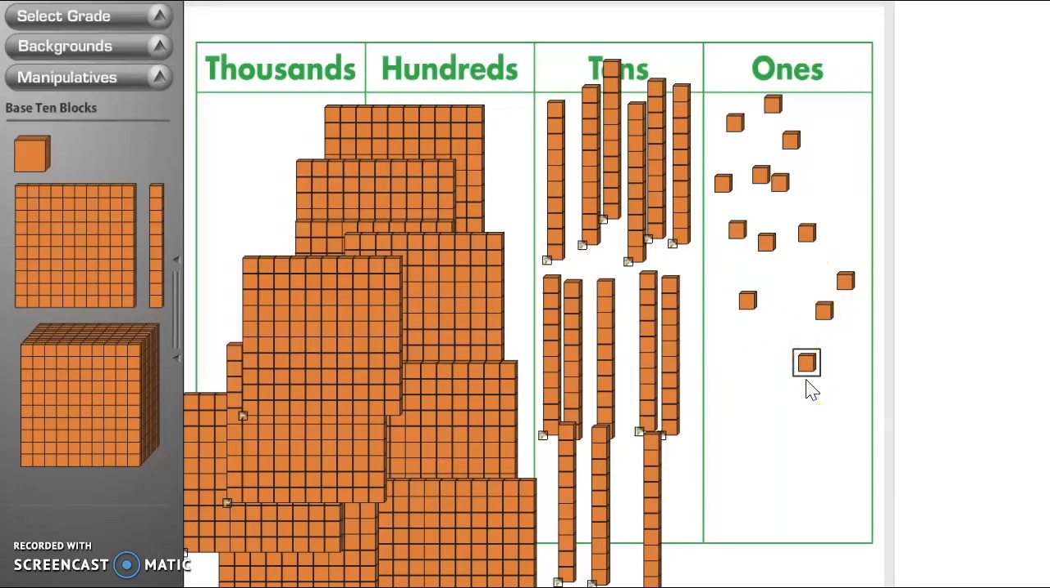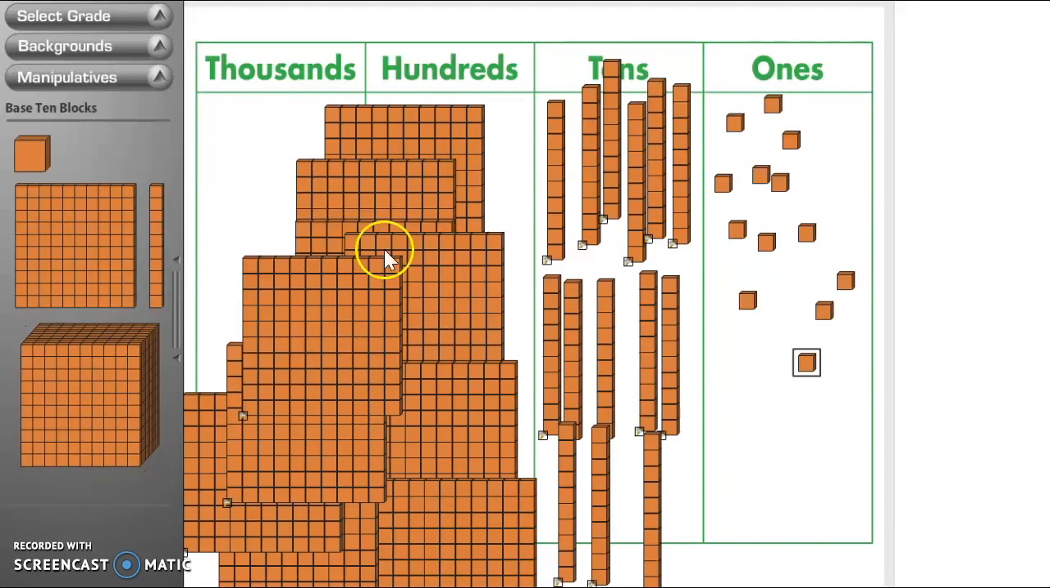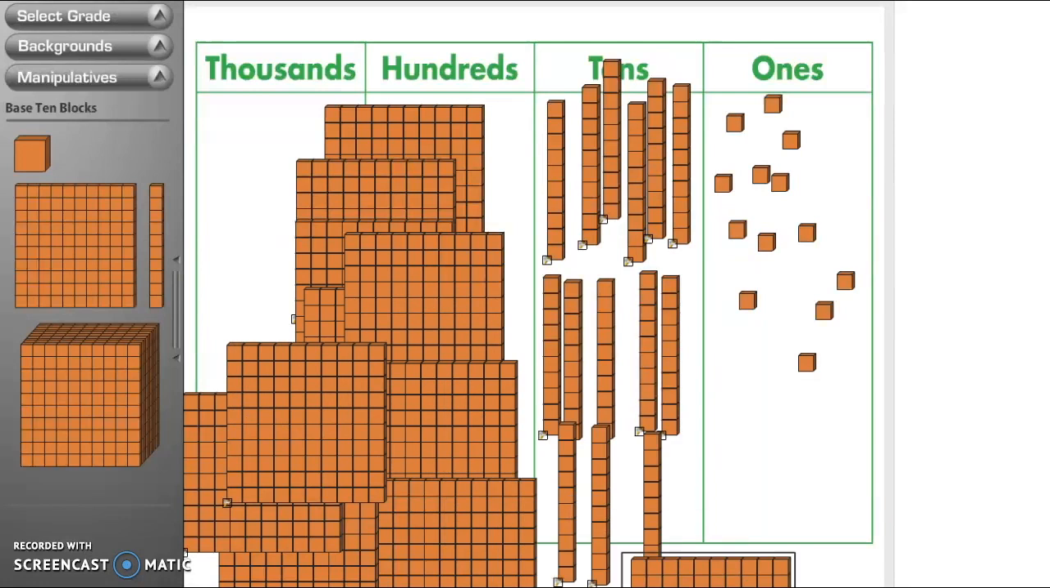For the sake of cleaning this up a bit, we would typically work our way from the ones column all the way to the thousands column in order to simplify, but I want to try to get rid of some of these hundreds here. So I'm going to count out 10 hundreds makes 1 thousand, so one group of 1,000.